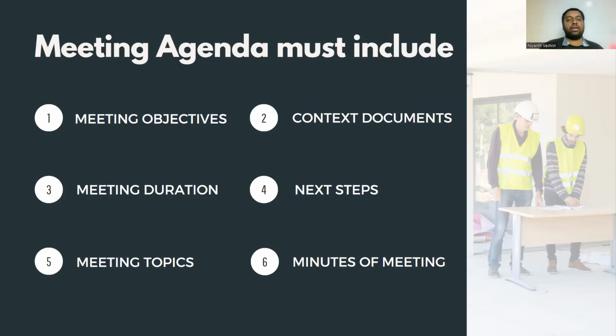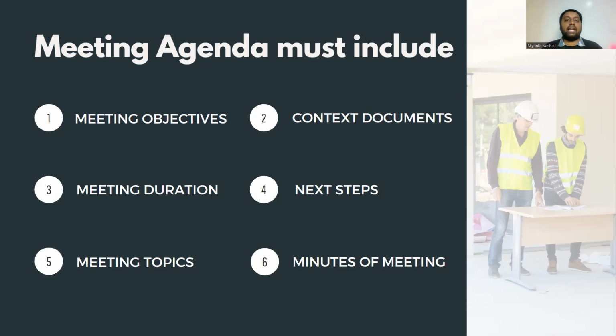The fifth point in terms of agenda should be meeting topics. Objective is, why are we meeting? But meeting topics means, what are we covering? Why and what, very important in a meeting. So meeting topics means, what is the list of topics that need to be covered? And hence, are all these topics covered or not? If covered, what is the outcome? If not covered, what should be done in the next meeting? That is something that happens in this meeting agenda.